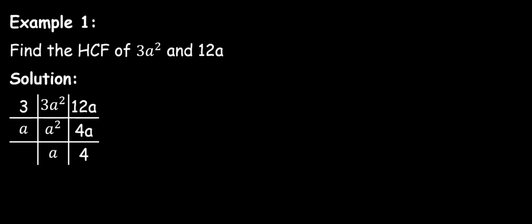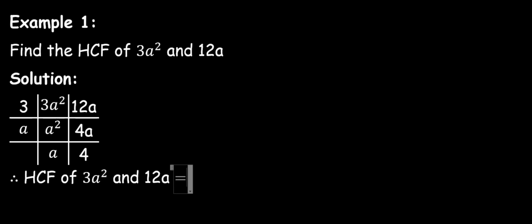Remember, we are dealing with HCF, so no other common factor can go. So we have our HCF of 3a squared and 12a is equals to 3 times a, which is the same as 3a. Another example. Find the HCF of ax, ay, and ab.